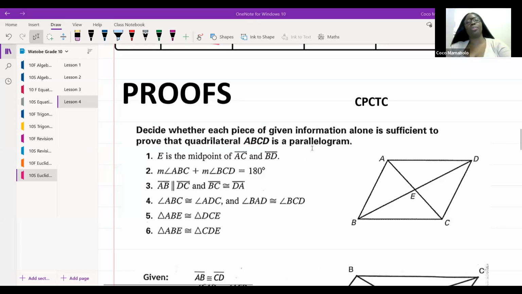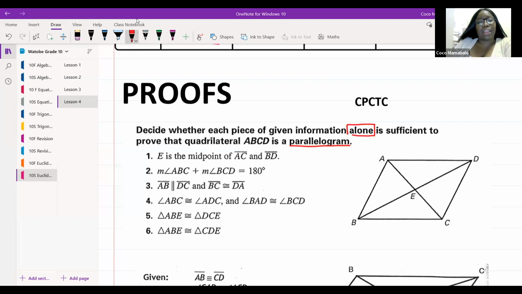We're going to be using these properties to see if we can prove that this is a parallelogram. Now, we're looking at all the properties that they've given us over here, 1, 2, 3, 4, 5, and 6. And they want us to decide whether each piece of given information alone is sufficient to prove that this quadrilateral ABCD is in fact a parallelogram. So we're going to look at the properties that they've given us.